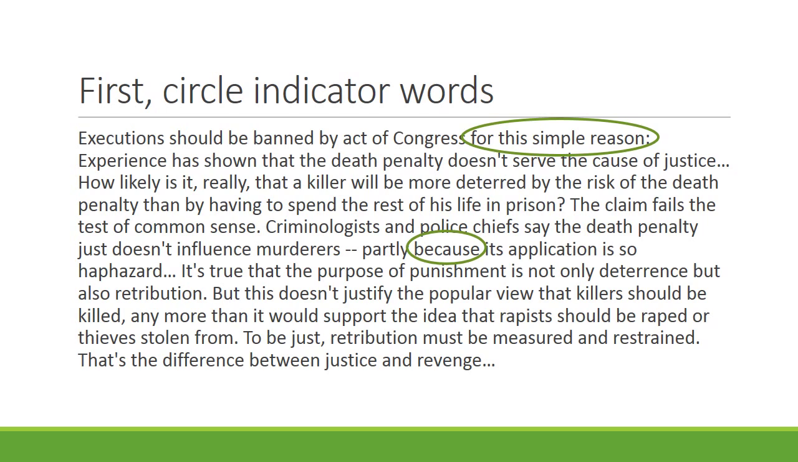First, circling indicator words. There aren't a lot of them in this passage. I only have two, "for this simple reason" and "because." But I love this one, "for this simple reason," because it's a two-way indicator. It tells me that what is about to come is a reason and therefore a premise.